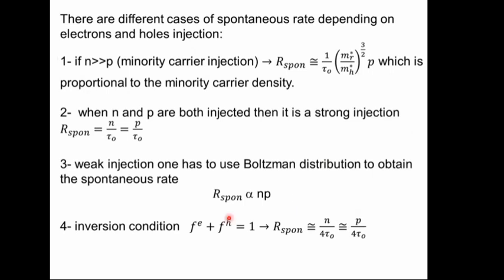Which inversion? Inversion condition. We'll reach that, but I will tell you what we mean by inversion. Inversion meaning that you think you have a P-type, okay, and by injection it will flip and become an N-type. So that's what we mean by inversion condition, depending on the injection of particles from other material, okay?